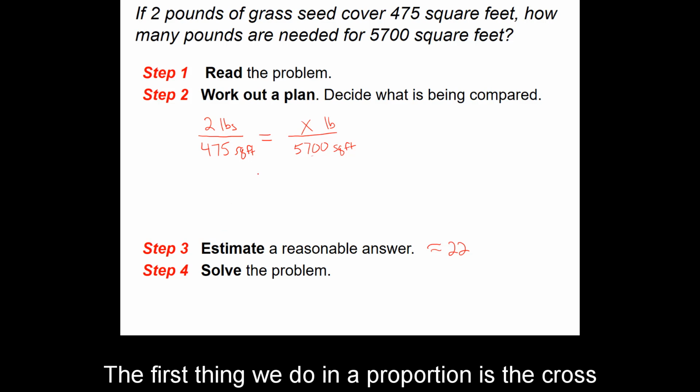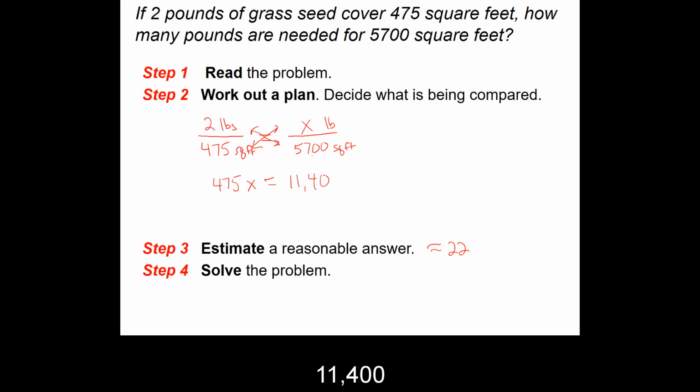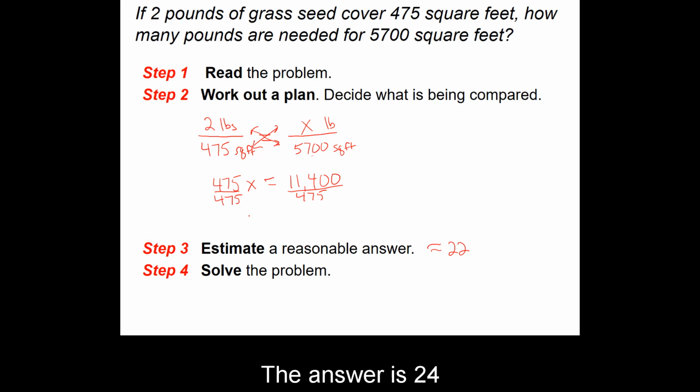Okay, now that I've estimated an answer, let's go ahead and compute the correct answer. So the first thing we do, since it's a proportion, is do the cross products. So 475 times x, here's my cross product here. Now the cross product here, well, 2 times 5,700 is 11,400. Okay, cross products, I'll now divide by the number with the x, which is 475, on both sides. And when I plug that into a calculator and do the division, I get an answer of 24. Okay, so I have solved the problem.